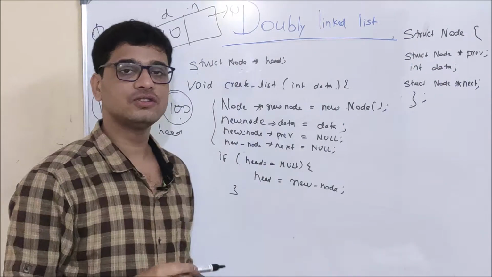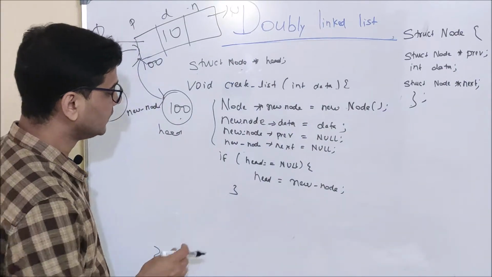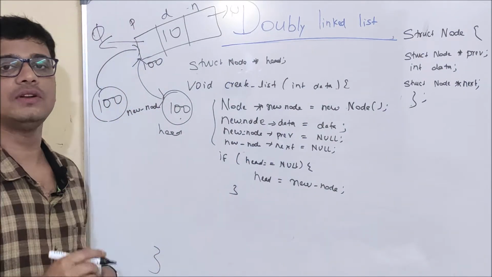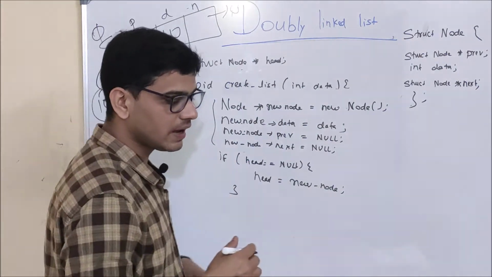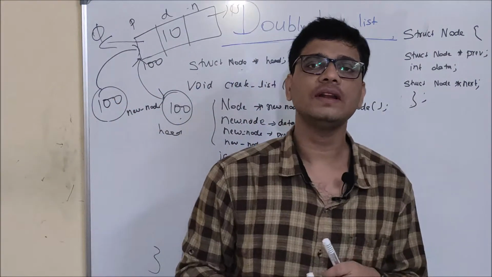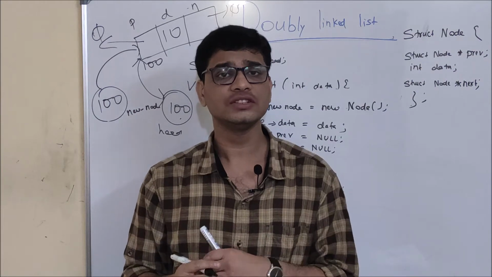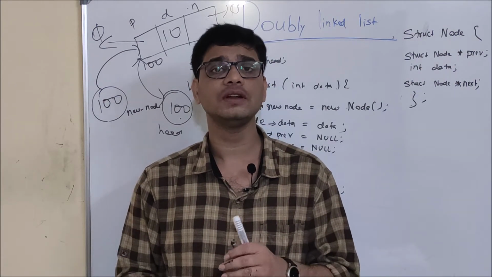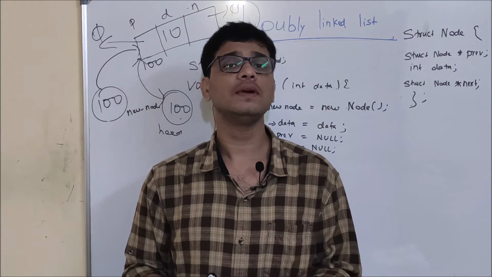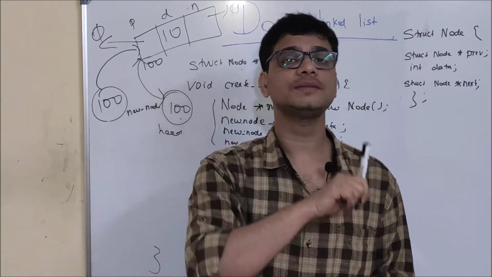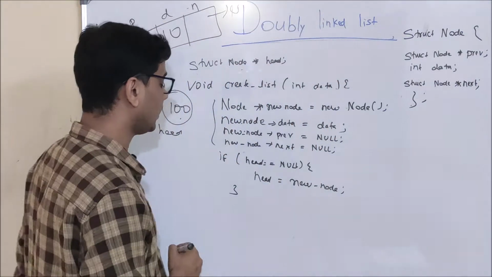And what will case 2 be? Case 2 will be that we already have some nodes in our linked list. If we have some nodes in our linked list, then we need to reach the position where we want to insert. That is, we will insert this node at the last position. So now let's see how we are going to do it.